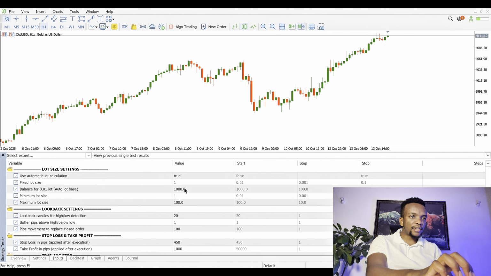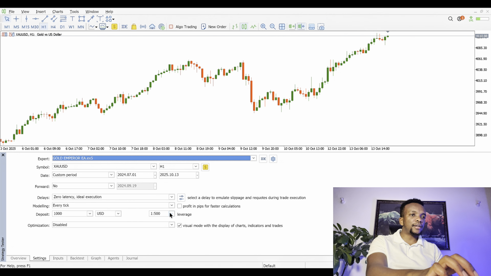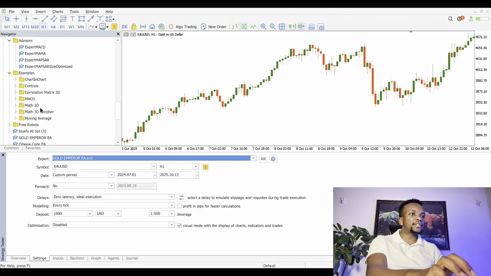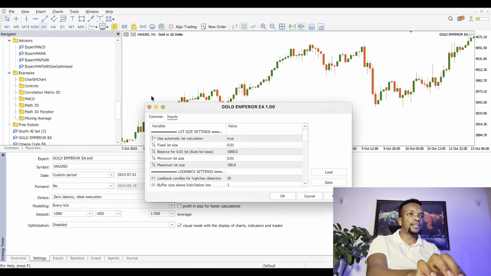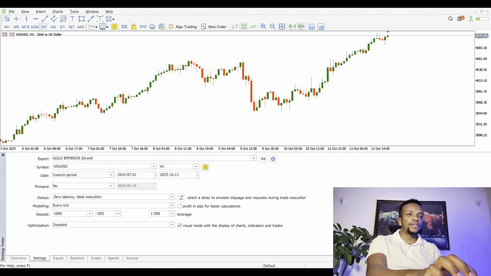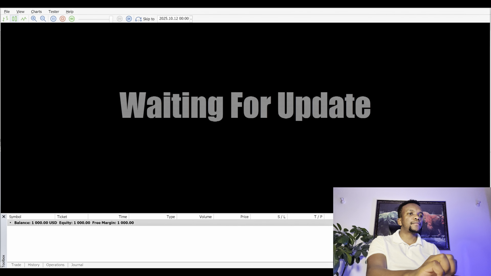So everything is set. The rest we shall set at 1. Then we shall set our leverage at 1:500. Then I think we can start the backtest now. To load the EA, you come to View, then Navigator, then you load the EA to your chart. You can just take the EA and load it to your chart, then you can do the settings. Okay, so for now we shall do the backtest. Let's start the backtest now.